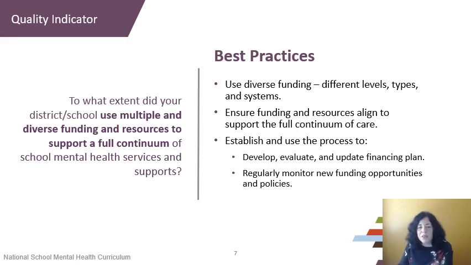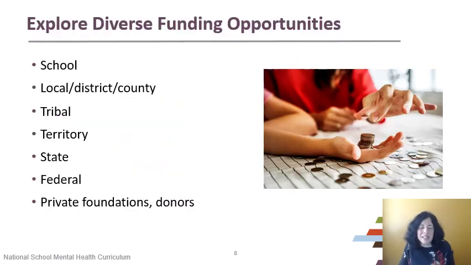It is also important to ensure that your funding and resources align to support a broad and full array of services and supports for each of the tiers, such that there is adequate funding to support services and supports for each tier. To maximize funding for your school mental health system, it is helpful to explore funding from diverse sources, all the way from school funding to federal funding, both public and private.